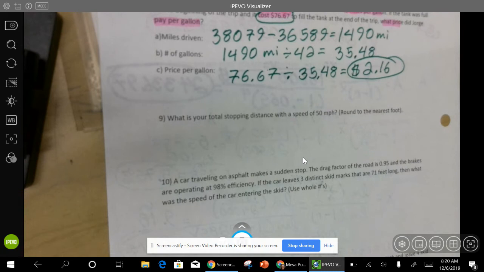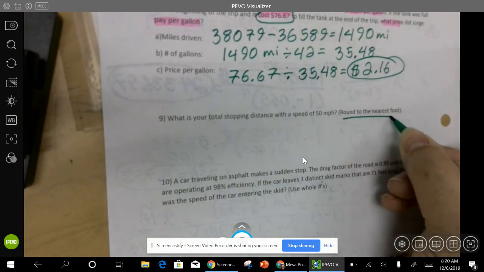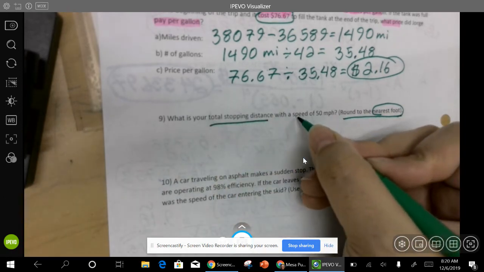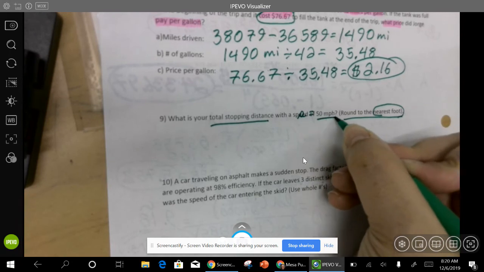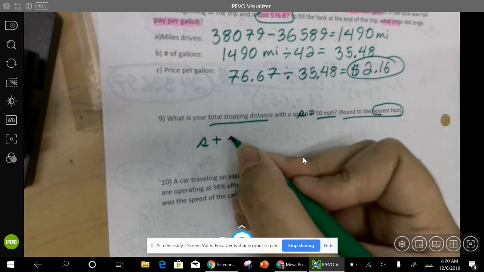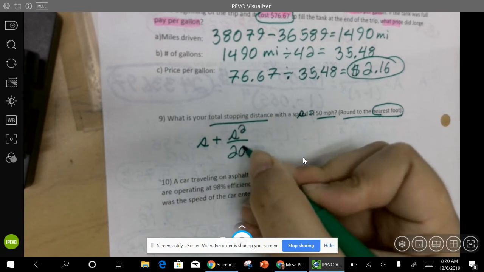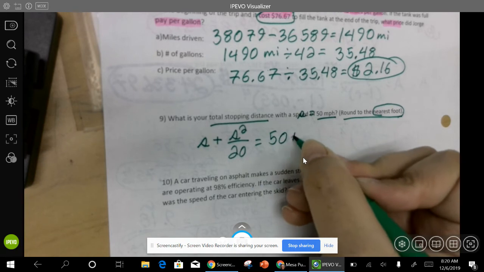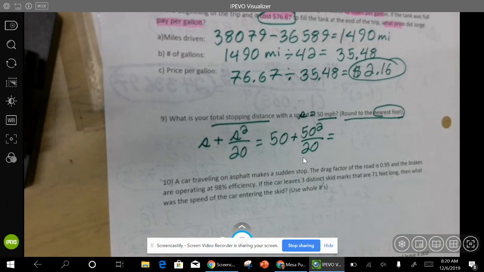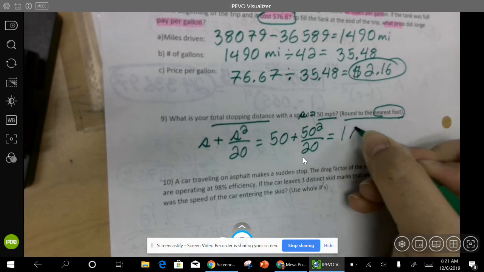Okay, so total stopping distance. It says round to the nearest foot. So everybody, that means round to the nearest whole number. For the speed, speed is 50 miles an hour. Remember, that's miles per hour. Speed squared divided by 20. So it's going to be 50 plus 50 squared divided by 20. So we get 175 feet.